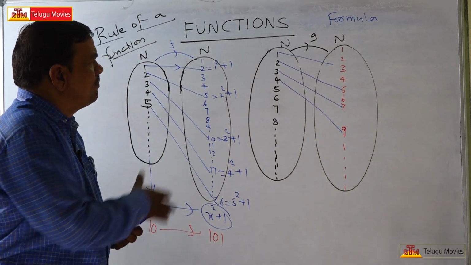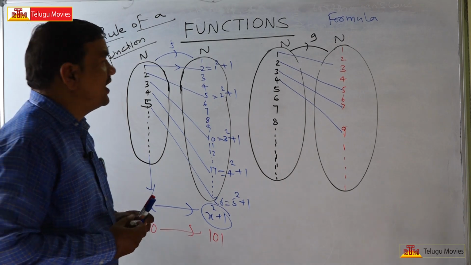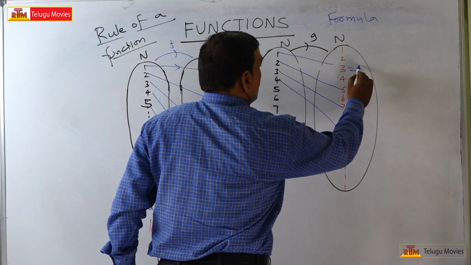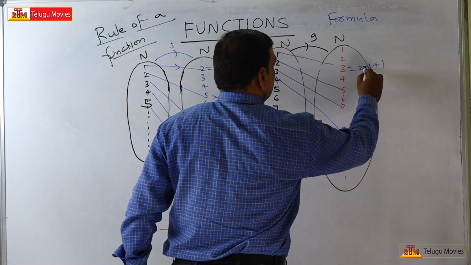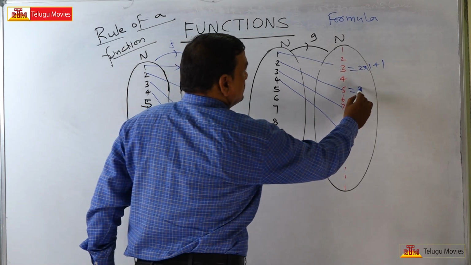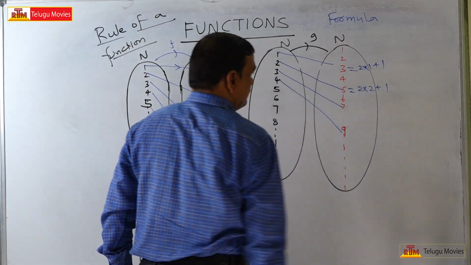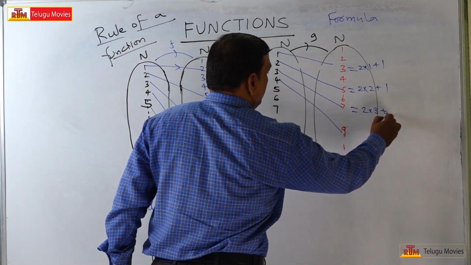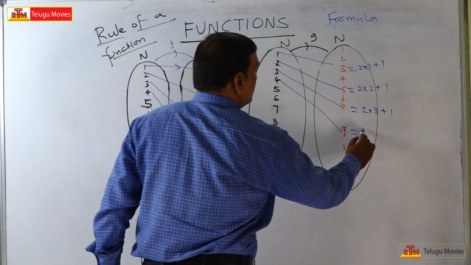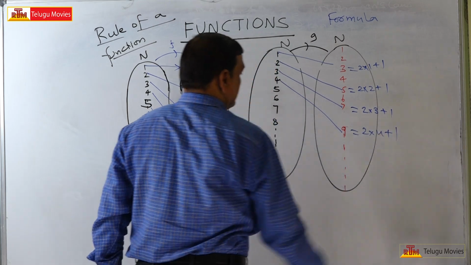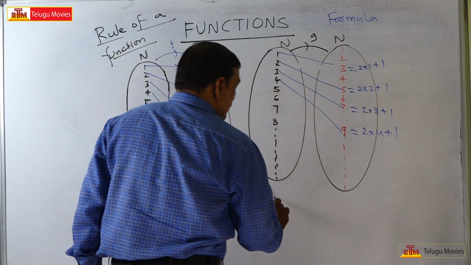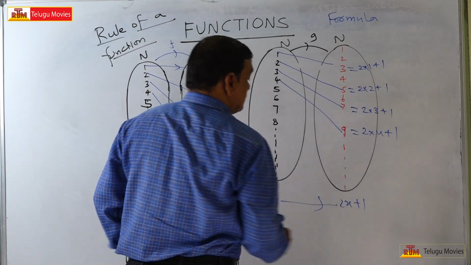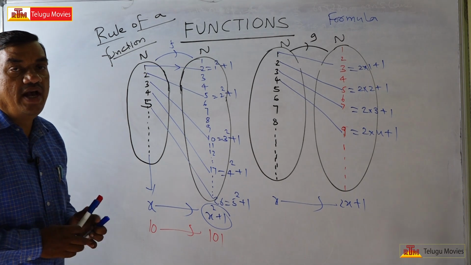Now let us see another example. If the element is 1, you are attaching 2 into 1 plus 1. If it is 2, you get 2 into 2 plus 1. If it is 3, it is 2 into 3 plus 1. If it is 4, it is attached to 2 into 4 plus 1. From this, what can you say? If your element is x, then it is 2 into x plus 1.